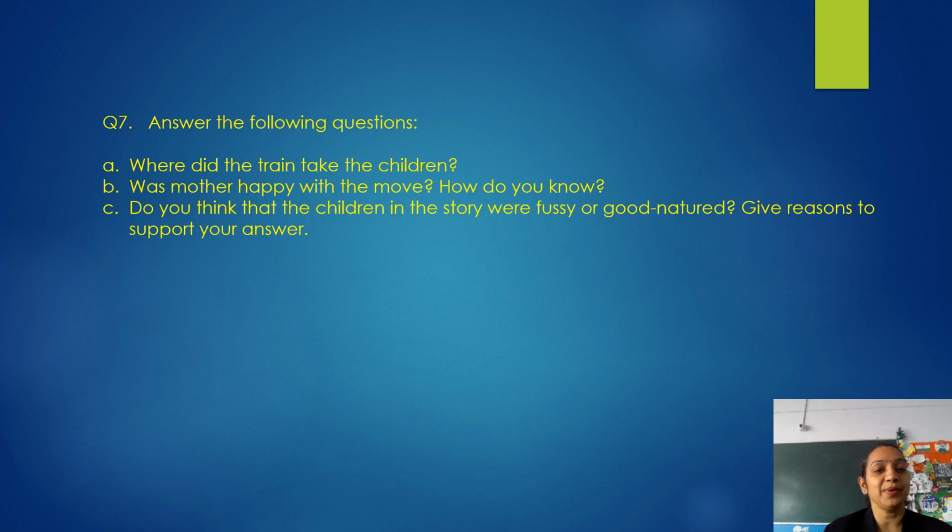And now the last part is, do you think that the children in the story were fussy or good-natured? Give reasons to support your answer. So children, here you have to write what you think about the children, whether they were good-natured or fussy. Okay. So whatever answer you give, you have to give the reasons also. Means you have to justify your answer also. Okay children. So this was your worksheet which you have to do on your own. Okay. So children, please do it honestly.